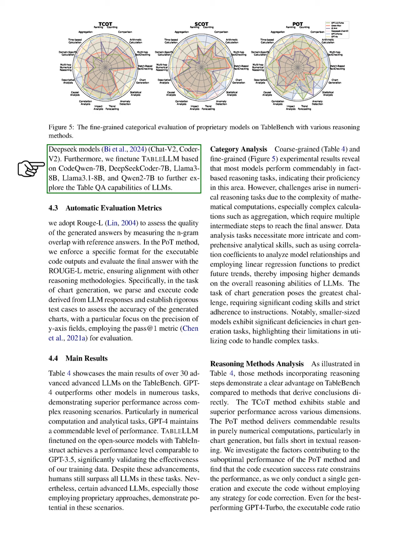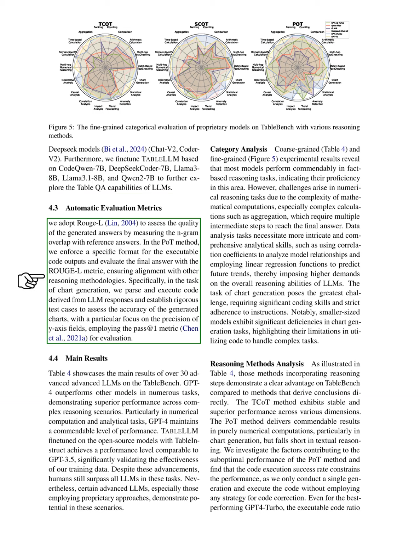Section: Automatic Evaluation Metrics. In this section, we discuss our approach to evaluating the quality of generated answers using the Rouge-L metric, which measures how much the generated responses overlap with reference answers. For the POT method, we require a specific format for the code outputs and use the Rouge-L metric to evaluate the final answers, ensuring consistency with other reasoning methods. In chart generation tasks, we analyze and execute code from LLM responses and create strict test cases to check the accuracy of the generated charts, focusing on the precision of the y-axis fields, using the pass-at-1 metric for evaluation.